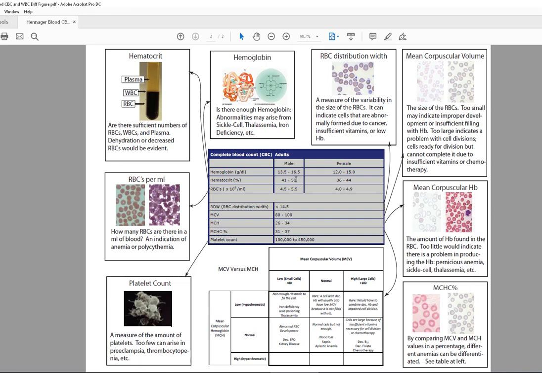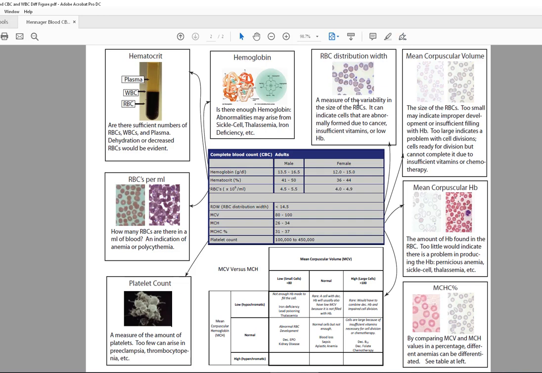And it should be between 41 and 50 for males and 36 to 44, maybe a little bit less because of menstruation, in females. Hemoglobin is the amount of hemoglobin in those red blood cells. And that's a pretty simple test. You just judge the color of the red blood cells. The redder they are, the more hemoglobin they have. The paler they are, like over here, then the more likely they are to have less hemoglobin.